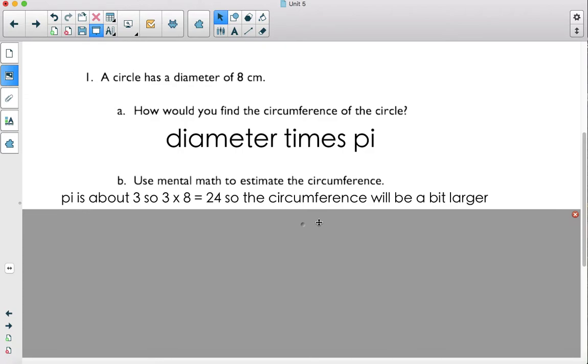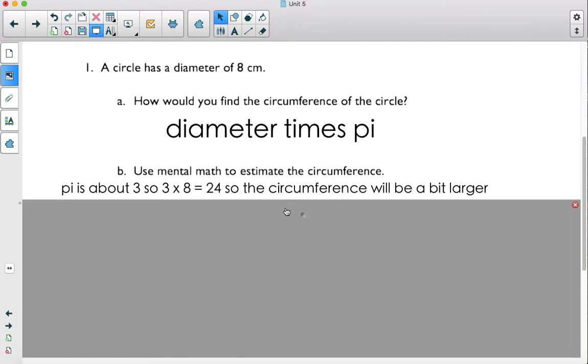Okay, so if we use mental math to estimate the circumference, this is what I was just talking about earlier, and hopefully you found this relationship during our last lesson, but pi is about 3, so if I could round that even more to a general number, I would round it down to 3. So if I was estimating, I would take about 3 times 8 is 24. Okay, 3.14 is a little bit larger, so I know that the circumference of this particular circle that is 8 centimeters is going to be about 24, but I also know it's going to be a bit larger since 3.14 is larger than 3.